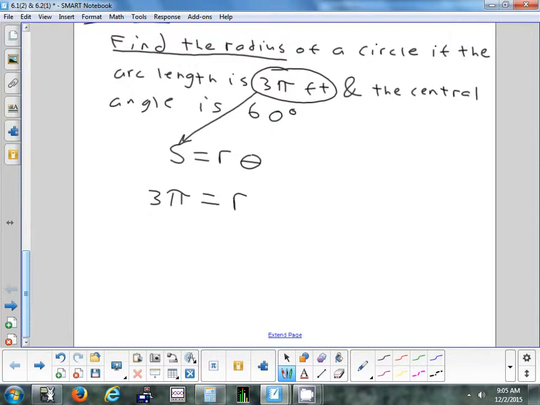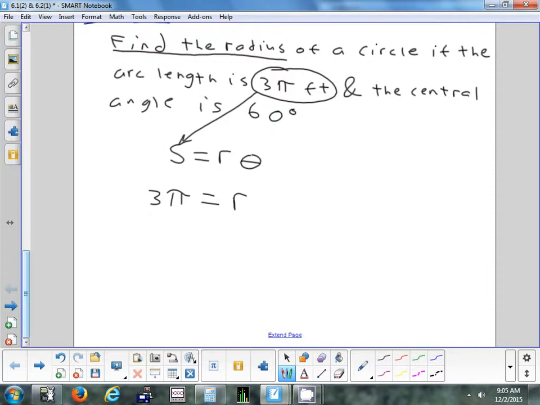And what's my angle here? Yep, 60. So where do I put that in? Right after R. Yeah, but you have to convert into radians. It has to be in radians. Okay, remember that angle has to be in radians.